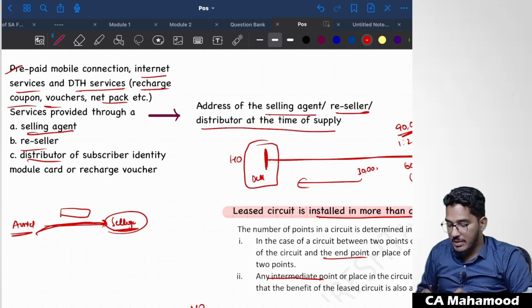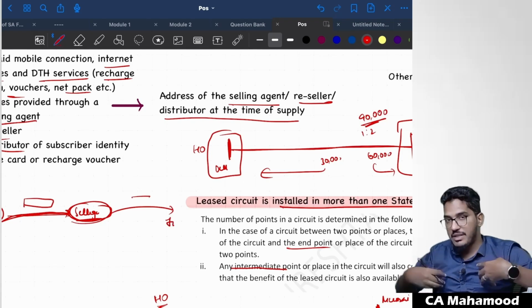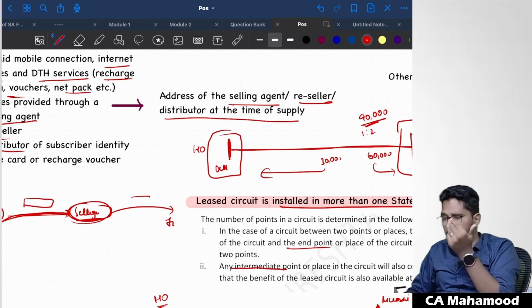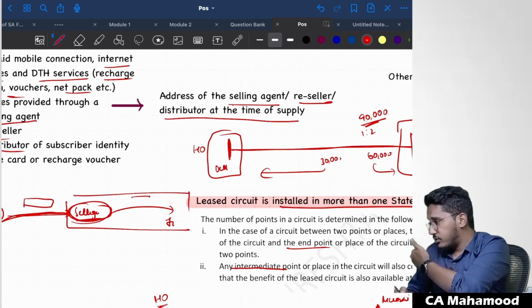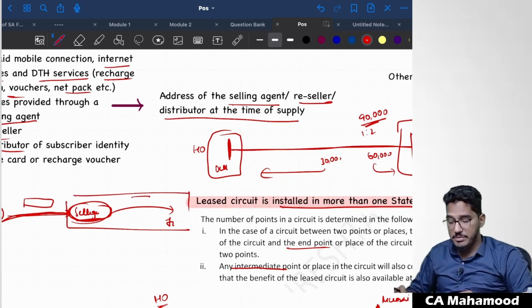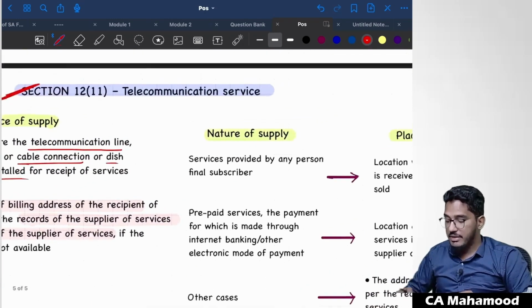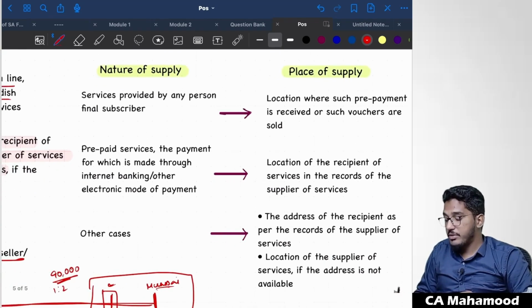So in this part, they are talking about the transaction happening between the telecommunication company and the agent. Now, this selling agent will go and sell these vouchers to the ultimate final subscriber. If I'm a final subscriber, I have to go to the selling agent and buy that voucher and scratch it. Then I will get the number. So for the transaction between the selling agent and the final subscriber, what will be the place of supply? That they have given in the next part. Services provided by any person to a final subscriber. In this case, the location where such prepayment is received or such vouchers are sold.